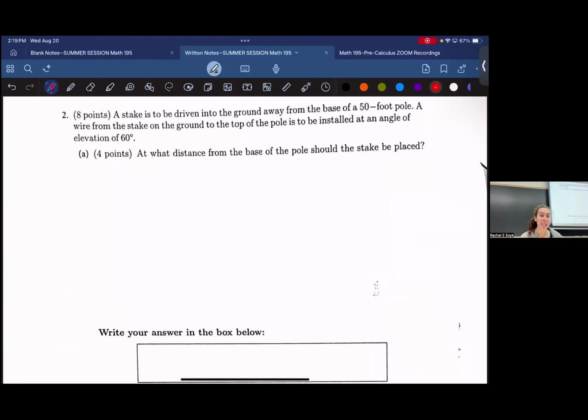We're given a stake is to be driven into the ground away from the base of a 50-foot pole. So I'm going to go ahead straight off the bat draw in my 50-foot pole. And then we have a little stake here that is a certain distance away.